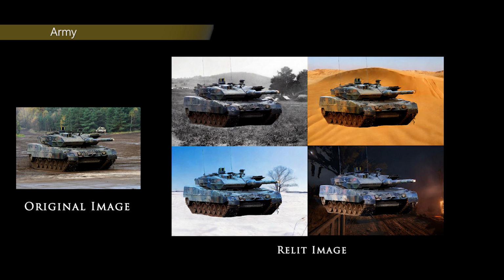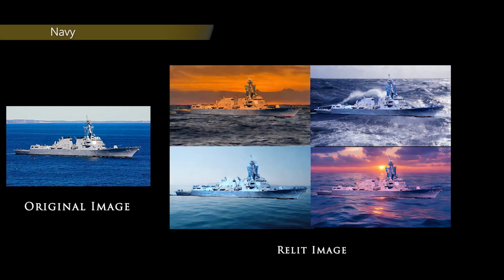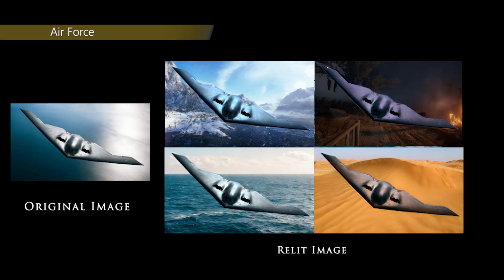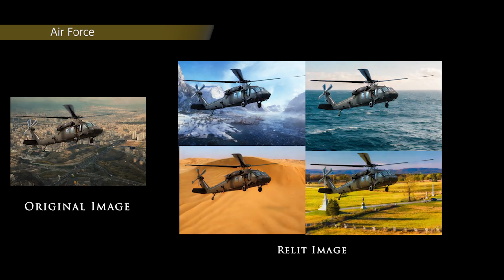Here we see the environmental lighting as a reflection on the vehicle. The Navy warship blends into the environment because it is being relit by its surroundings. And metal on the plane and helicopter reflects whatever environment it finds itself in, desert, ocean, or snow-capped mountains.